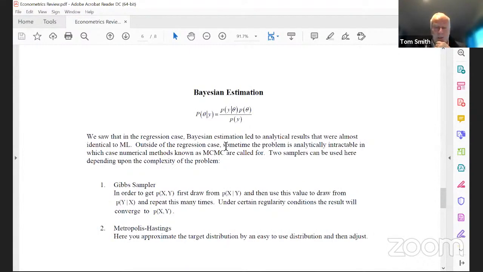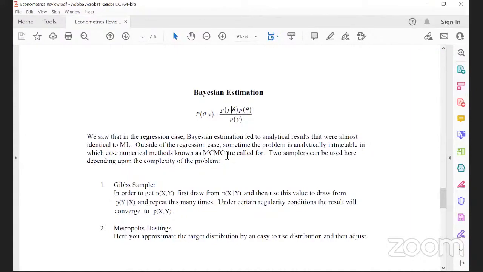Outside of the regression case, though, it's sometimes hard to get analytical results. And that's what initially stopped the progress of Bayesian estimation. But now with the advent of modern computers, numerical methods are used, and something known as MCMC, which stands for Monte Carlo Markov chain.